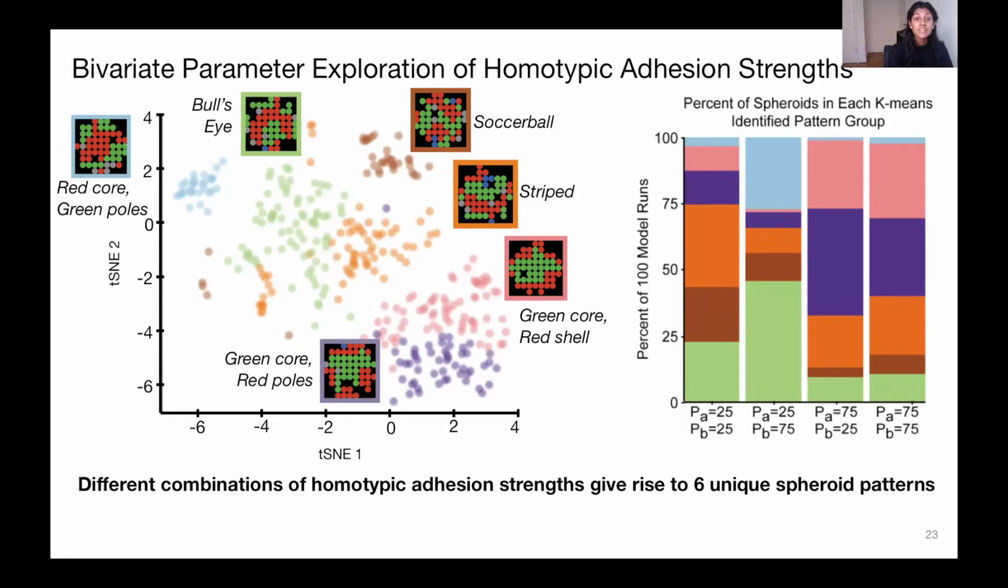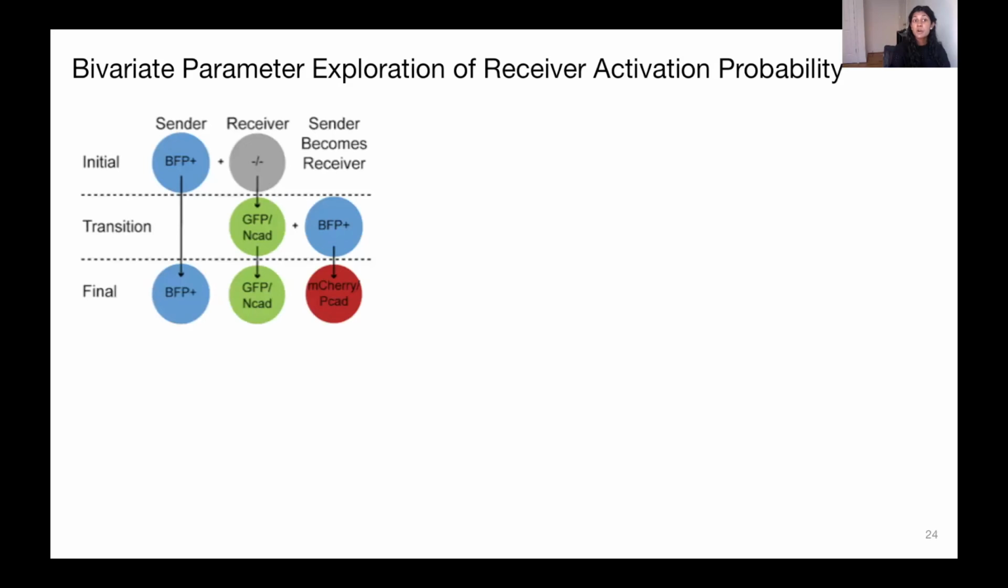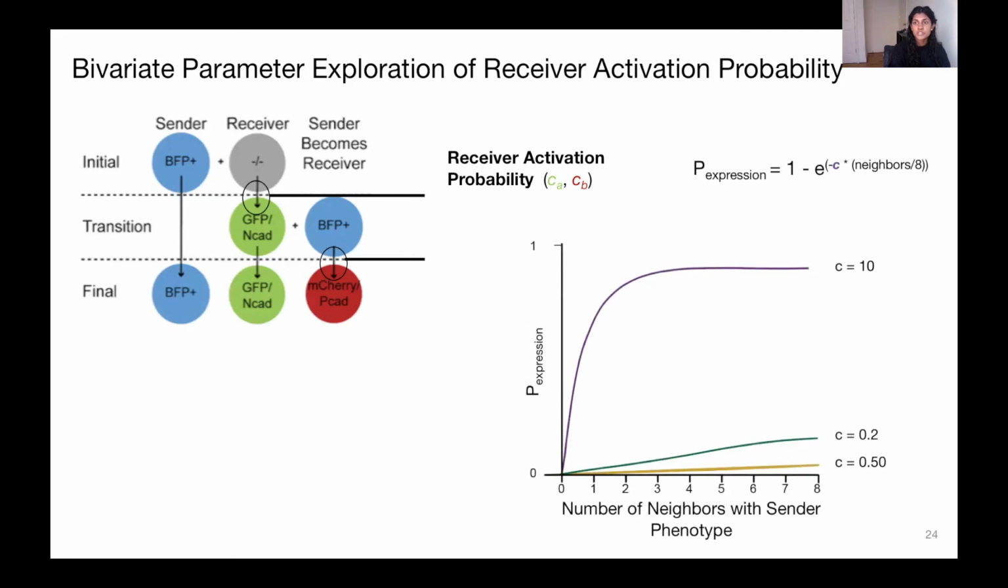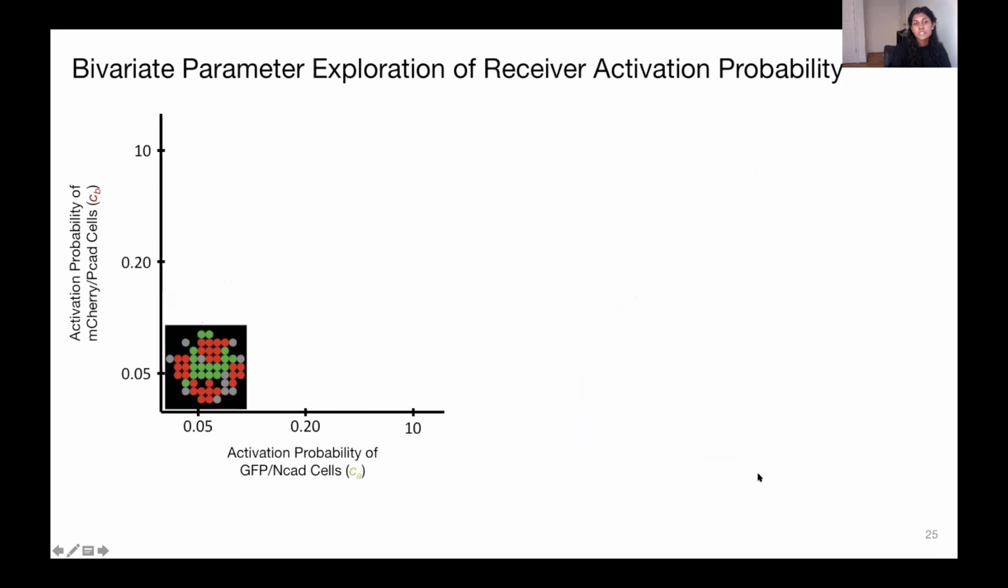So now we can see just by varying the homotypic adhesion strengths of the cell types, we find 6 unique spheroid patterns. The next parameter that we explored is the probability of a receiver cell type being activated by a sender cell. So this probability of expression is modeled by this function, and you can see that as the parameter C increases, the probability increases per number of neighbors with the sender phenotype. So we varied this parameter from 0.05 to 10.